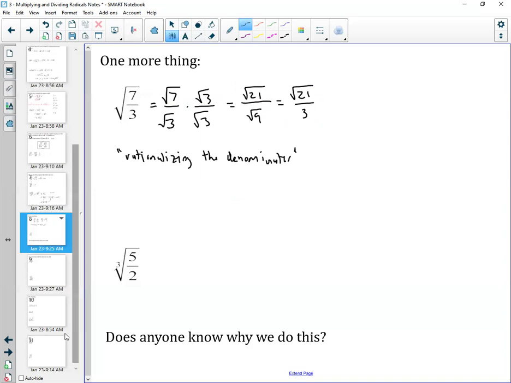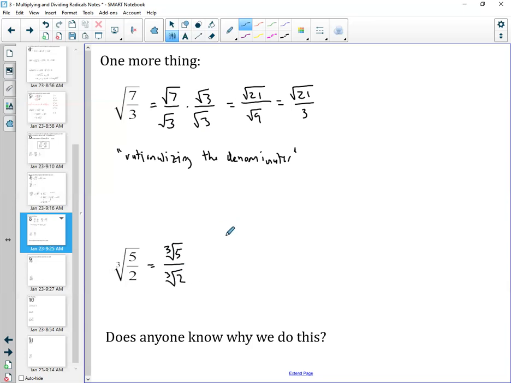I just explained why we do this, because people used to not have calculators, and they used to have to do long division by hand, and it was hard to divide root 3 into something, but those days are gone. But this is like a holdover from those ancient times. So we could do this the same way, but it's a little trickier.